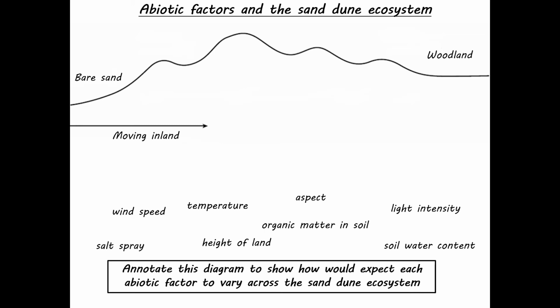The one that is a bit strange is aspect. Okay, so this is whether you're north or south facing. So that would vary depending on the side of the dune. So if the dune was the south side, then that would be warmer than the north side.